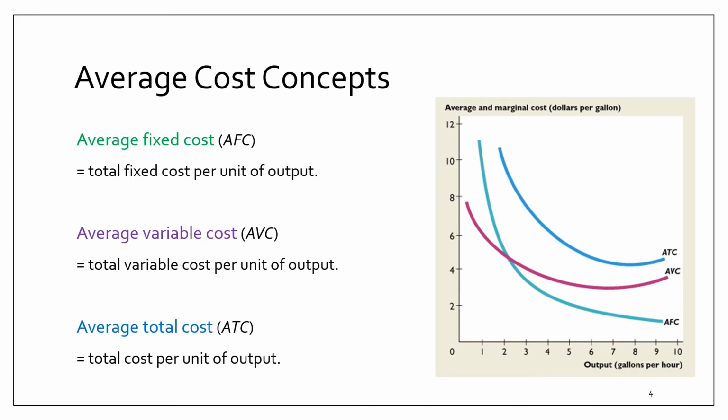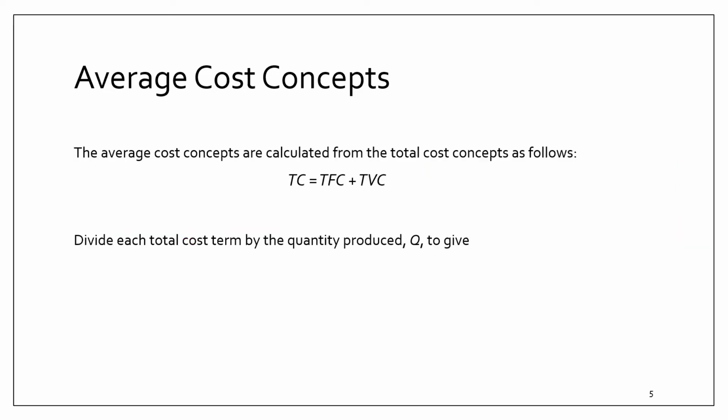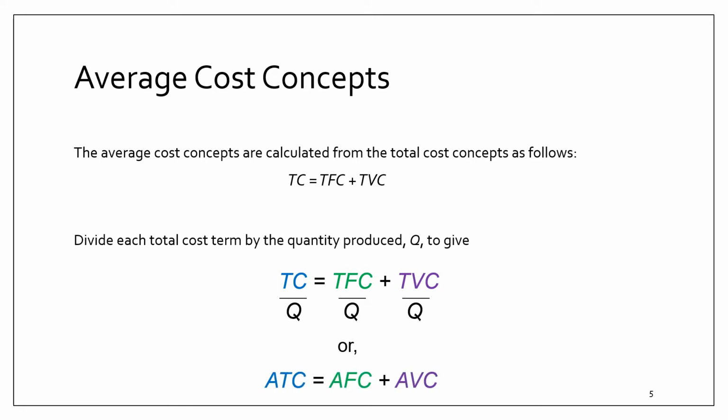Now, let us move on to the concepts of average cost that include average fixed cost, average variable cost, and average total cost. Each average cost is calculated by using the total cost divided by the quantity of output. For instance, average total cost is equal to total cost divided by quantity of production. Besides that, average total cost is also equal to average fixed cost plus average variable cost.